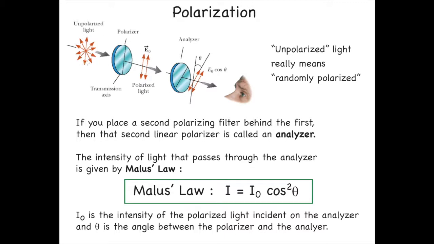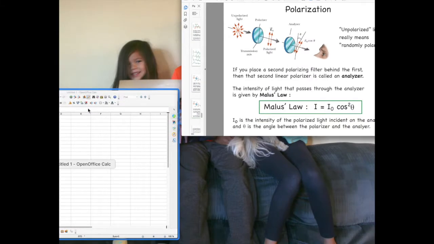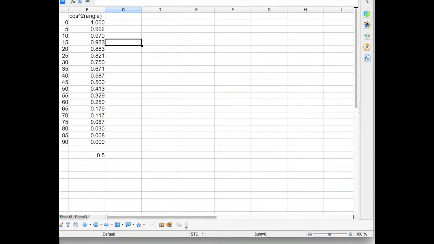Let's look at what happens when unpolarized light comes through the first polarizer, right? What happens between here and here? How intense is this light compared to the initial unpolarized light? And the answer is it's half as intense. And let's see why that is. To see that, maybe the easiest thing is to go to a spreadsheet here.